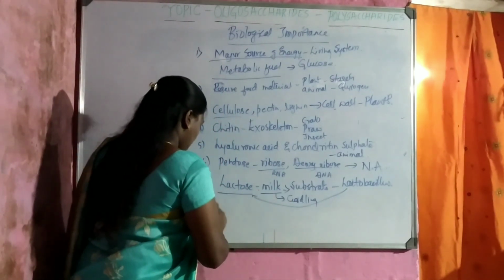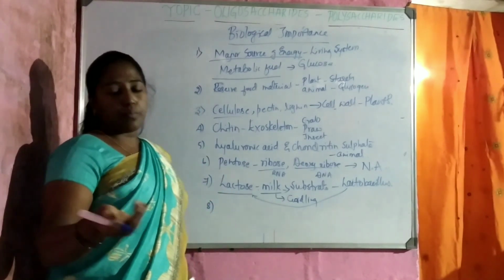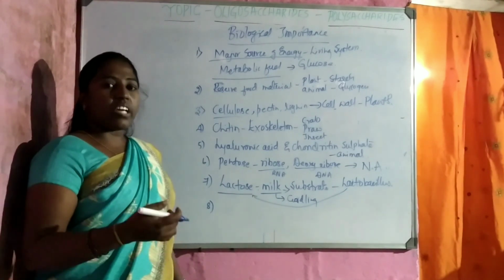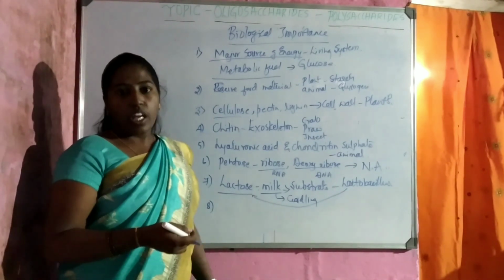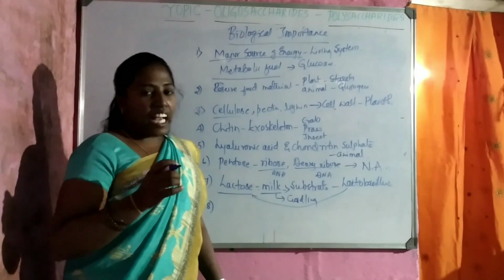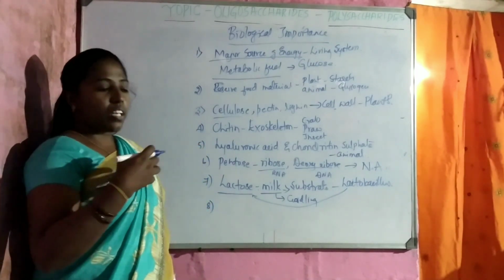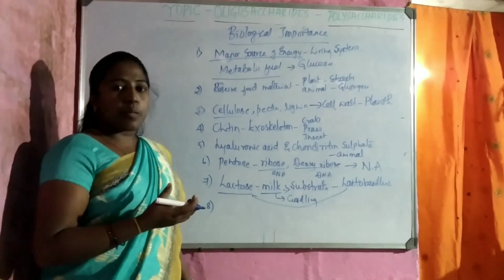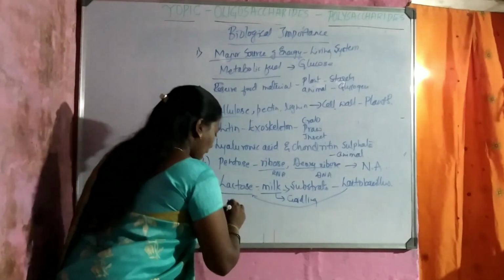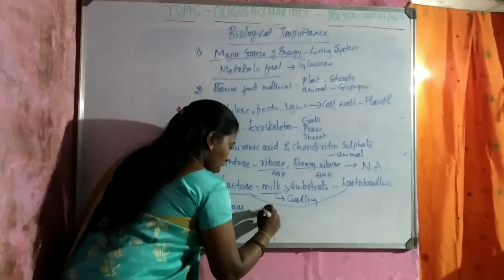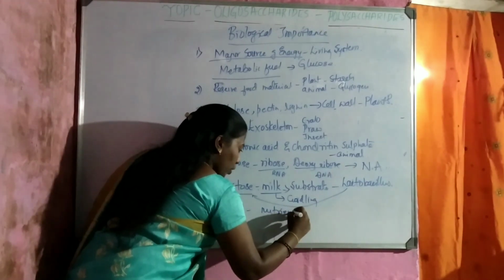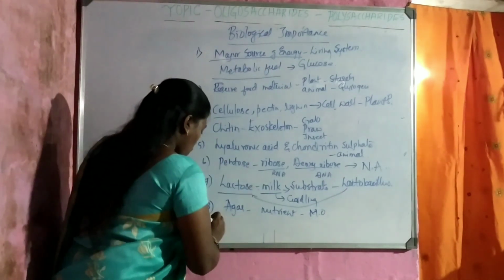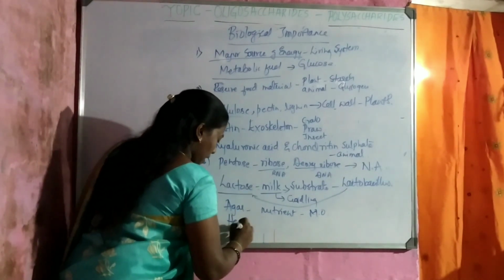Not only that, even you can find some more biological importance, like agar. Agar is acting as a nutrient medium for growing the microorganisms. When we conduct experiments on microorganisms in the laboratory, we require some nutrient medium. So here agar acts as the best nutrient medium for growing the microorganisms.